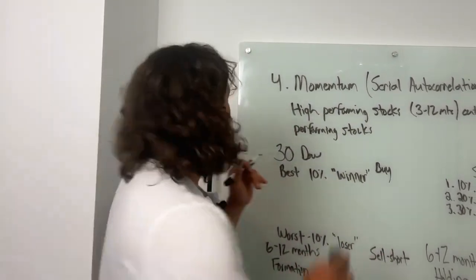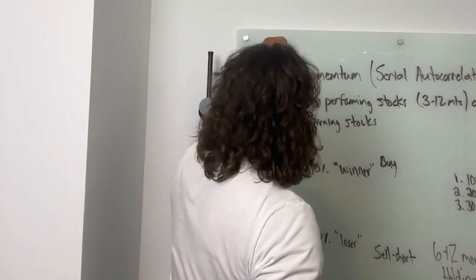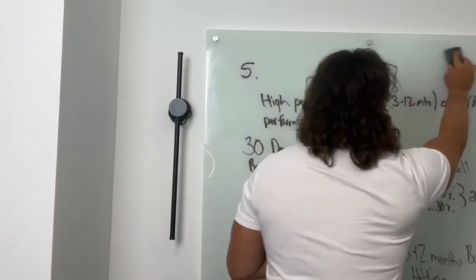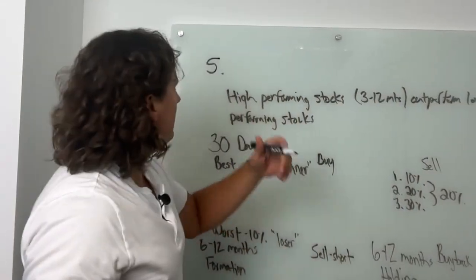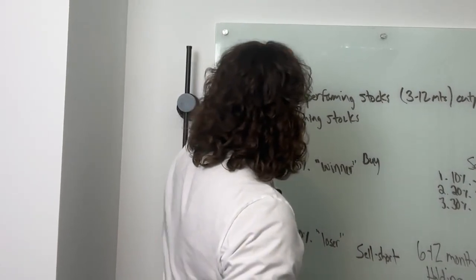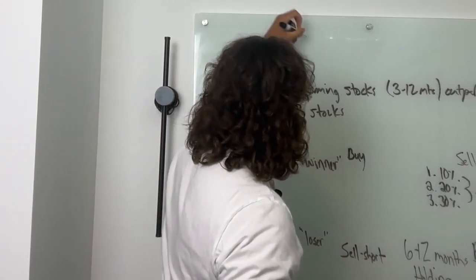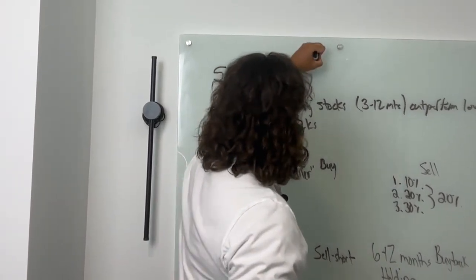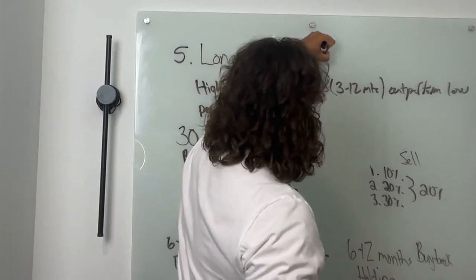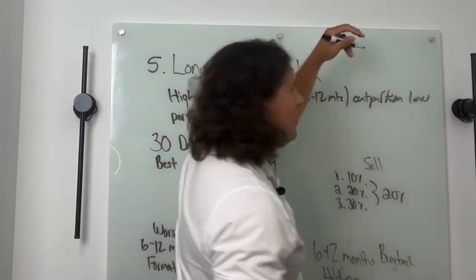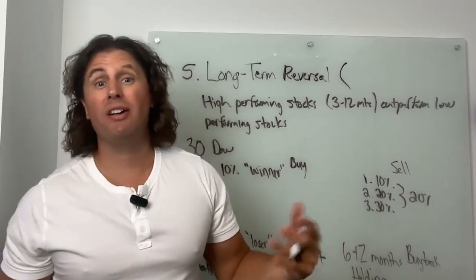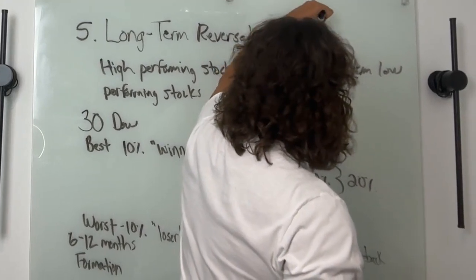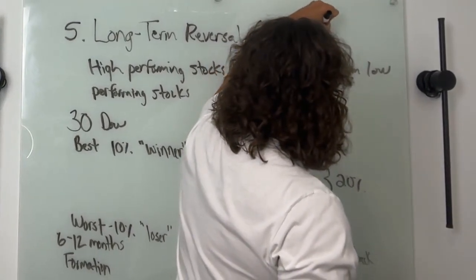Now, we're going to talk about number 5. Number 5 looks similar, but it's almost the opposite effect. This is called our long-term reversal. And we also know this reversal as a contrarian strategy. So sometimes you might hear, oh, I'm a contrarian investor. This is what we mean by contrarian strategy.